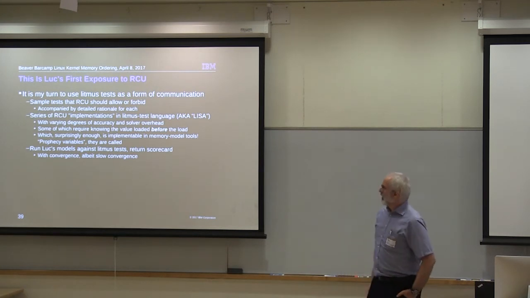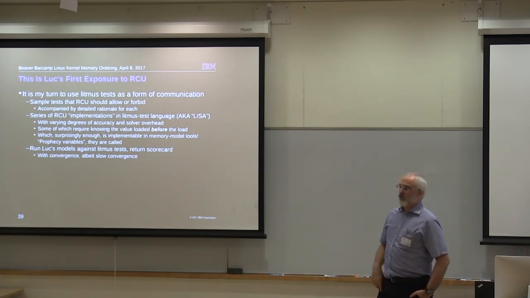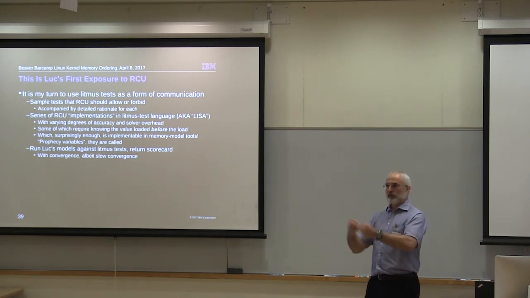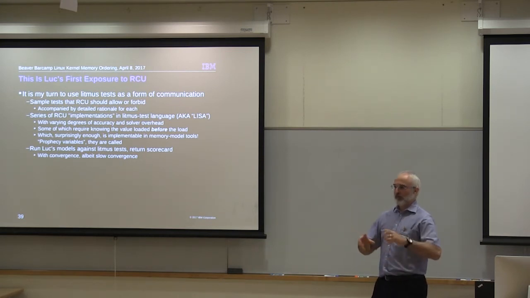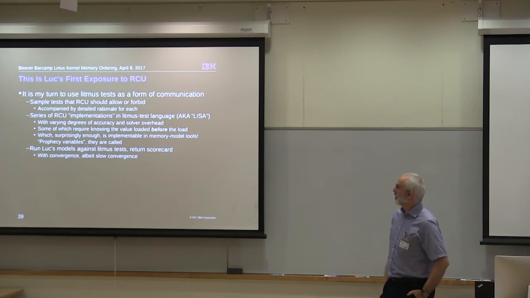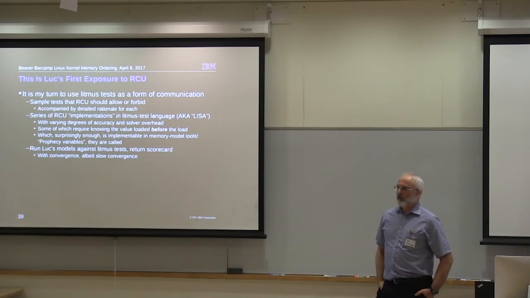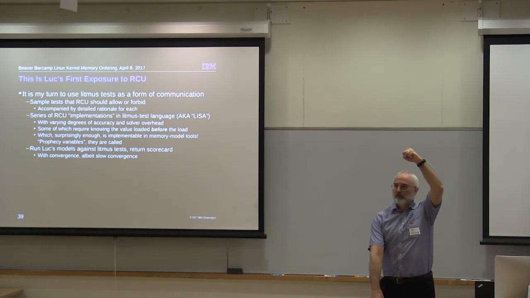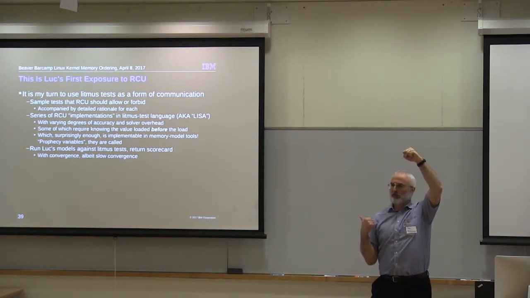The thing is, it turns out to be hard to write one that's accurate. And so I had a series of them that got more and more accurate, but most of them had some strange case where platonic RCU, if you will, would give a different answer. And one weird thing about the more accurate ones was that they required that you make a decision up here on the value that was going to be loaded down here. And it turns out in these tools, you can actually do that.